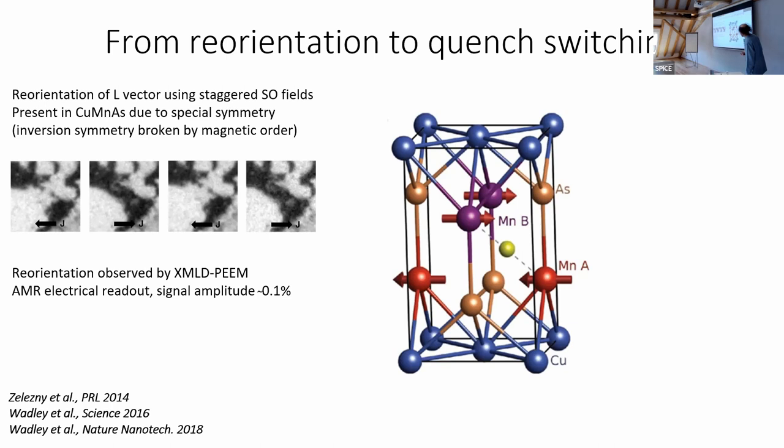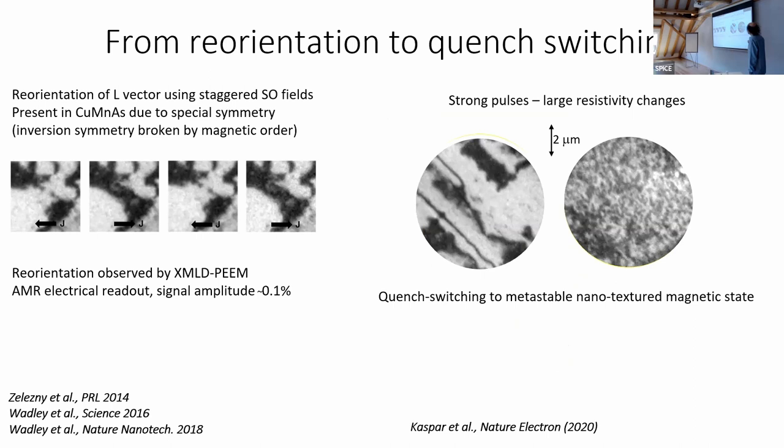And when we were studying this effect, which would exactly lead to the stuff which Alexei was introducing in the introduction, we found a new, additional effect. It turned out that when we apply very strong pulses, we start to see really large resistivity changes, two to three orders of magnitude stronger. And these changes are connected with a dramatic change of magnetic state. We change the state of the film from large domain states to tiny domains, to a nanotextured magnetic state.